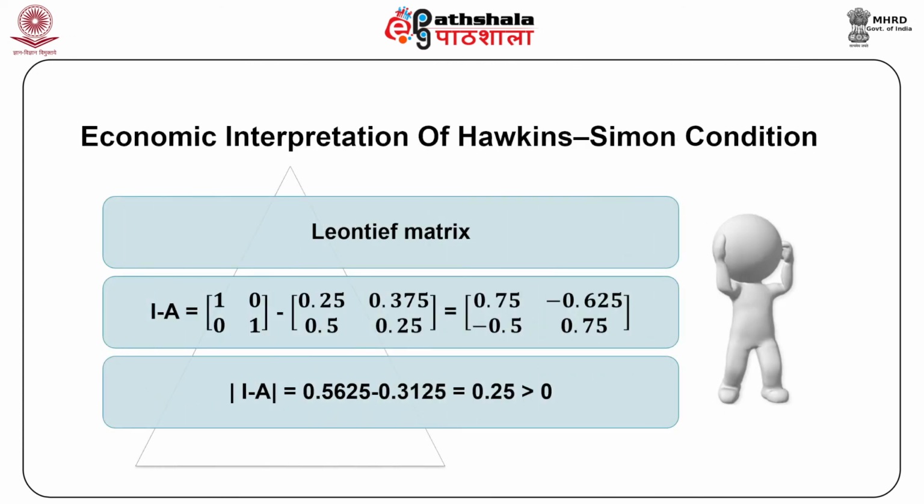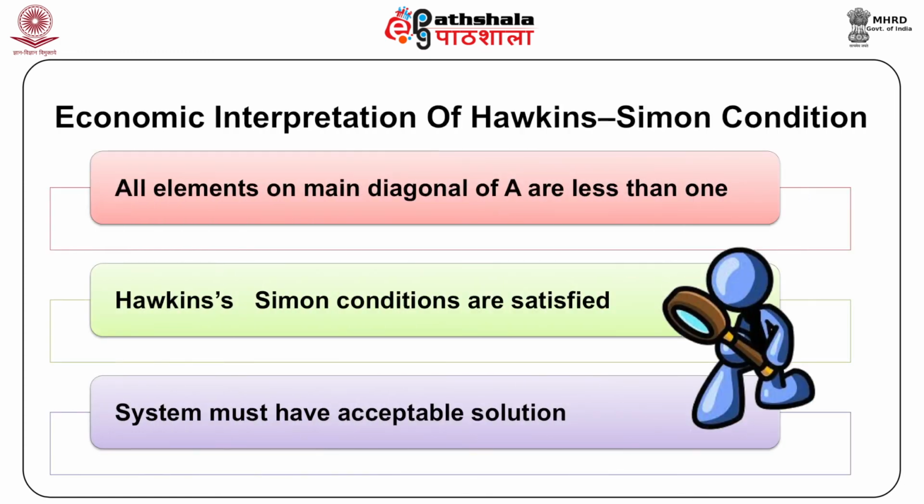Here the Leontief matrix is I − A equal to [1, 0; 0, 1] − [0.25, 0.375; 0.5, 0.25], which is equal to [0.75, −0.375; −0.5, 0.75]. Now |I − A| is equal to 0.5625 − 0.1875, which is equal to 0.375, which is greater than 0. Also, all elements on the main diagonal of A are less than 1. Therefore, the Hawkins-Simon conditions are satisfied. Hence, the system must have an acceptable solution as seen previously.